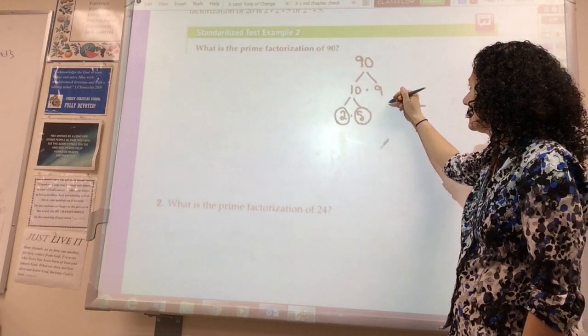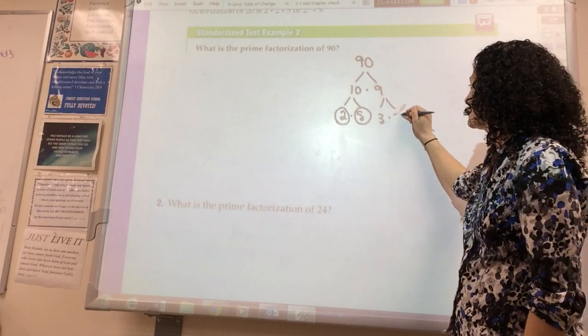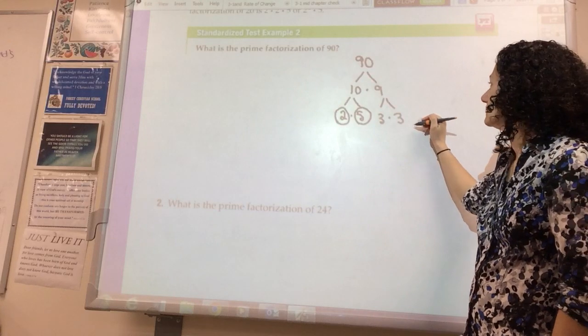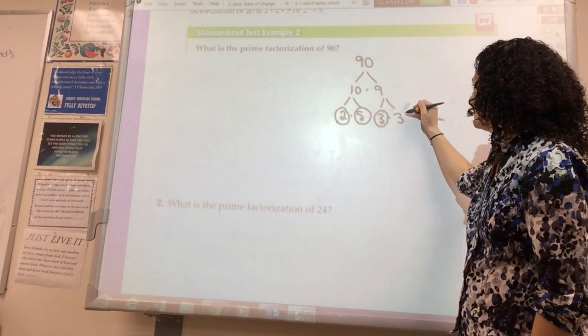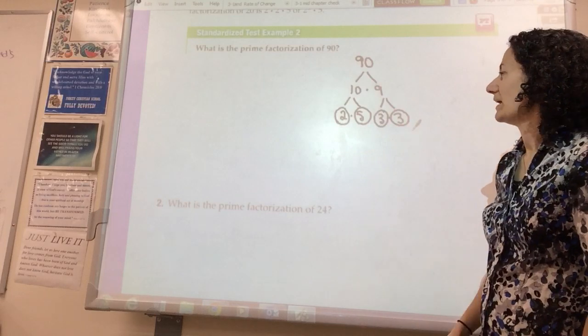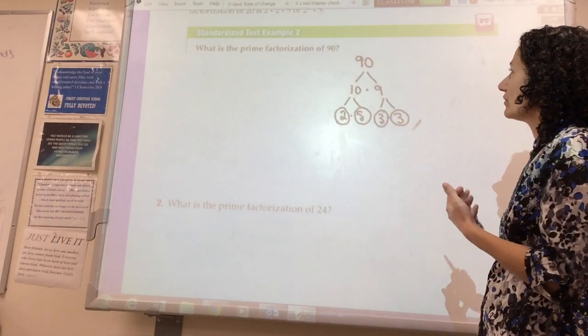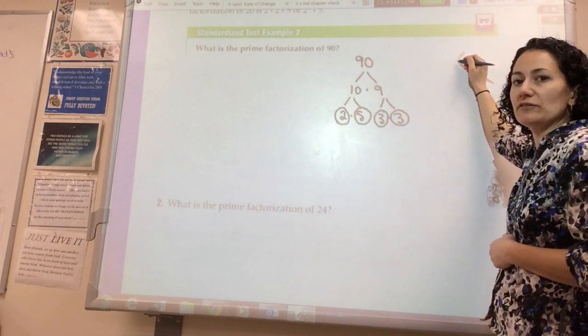Going back up to the 9 here, that is not prime, because 3 times 3 is 9. And 3 is prime, and 3 is prime again there. So I now have the prime factorization for 90. I can start this however I want. I could have done this a different way.